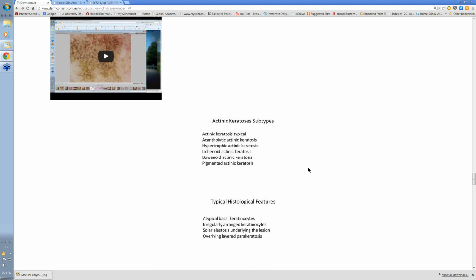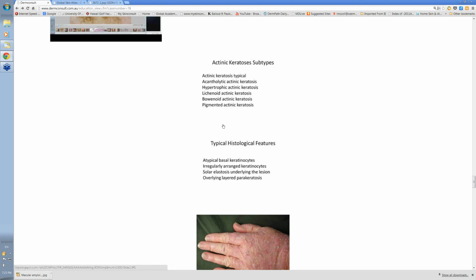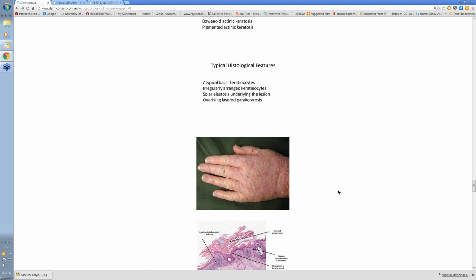the various features of actinic keratoses, and these are some of the subtypes. The typical, the acantholytic, where you've got separation of some of the cells, some of the keratinocytes. The hypertrophic actinic keratosis, where you've got a big thick layer of stratum corneum. The lichenoid one, where you've got a lymphocytic infiltrate hitting the base of it, so it becomes a bit inflamed and red. A Bowenoid actinic keratosis, where the pathologist can make his mind up whether it's a full SCC in situ or just an actinic keratosis. And the pigmented actinic keratosis, it's a very distinctive thing clinically.